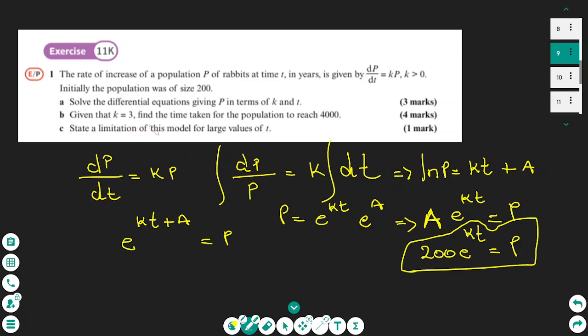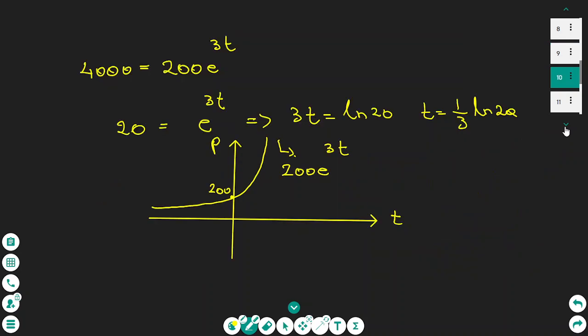Given that the k is 3, find the time taken for the population to go to 4,000. Here we need to solve the equation like we did before. We make P 4,000 equals 200 times the exponential to the power of 3t. And by taking the ln on both sides, I found that t is equal to 1/3 ln 20. And you can see the graph of the function, the exponential function.